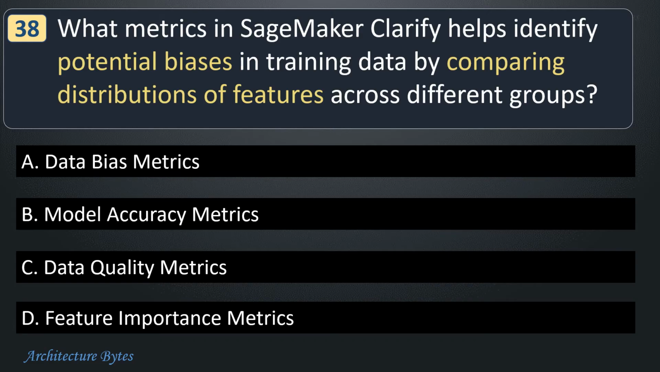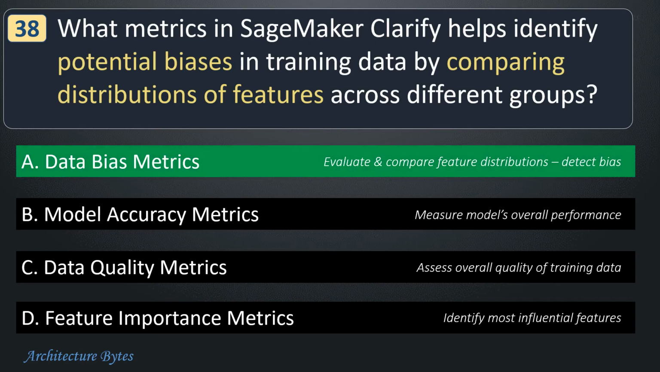What metrics in SageMaker Clarify help identify potential biases in training data by comparing distribution of features across different groups? Our options are data bias metrics, model accuracy metrics, data quality metrics, or feature importance metrics. Option A, data bias metrics, is the right answer here.